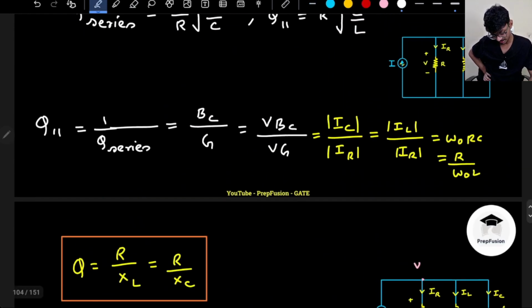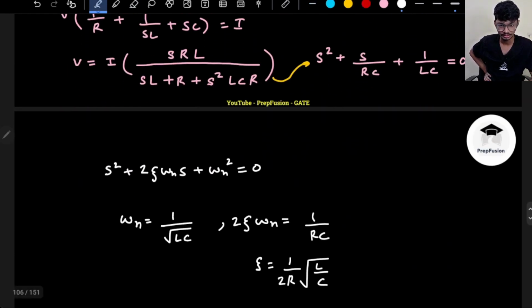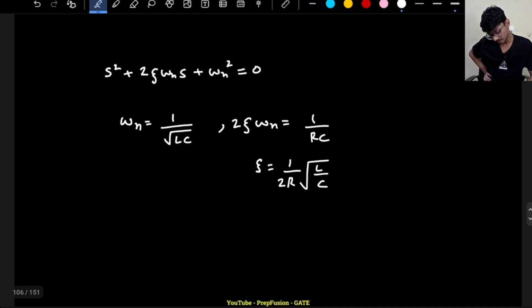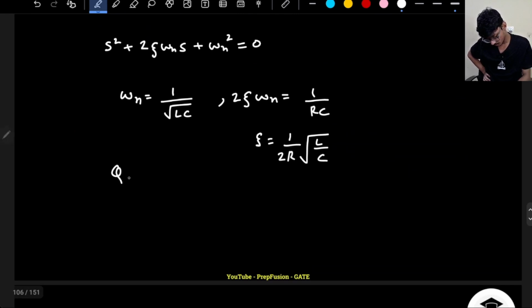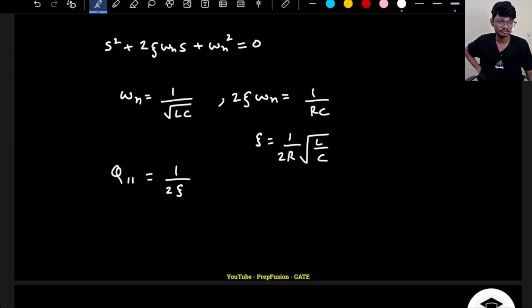Actually, this under root L by C has units. I will tell you the trick as well, how you can remember the quality factor. What I observe is this is basically my quality factor, but inverted. If I multiply this by 2 and take the inverse, this will equal my quality factor, which was happening previously as well. That is the interesting fact. This relationship does not change.